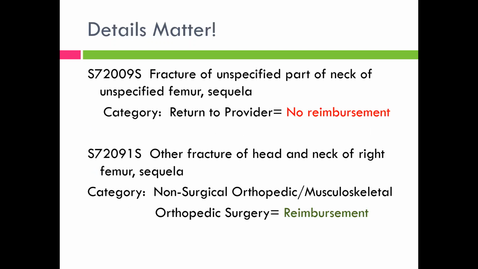Consider this: coding of a femur neck fracture without mention of a specified part of the femur neck or the specific side of the body will result in a return to provider scenario and does not provide any reimbursement to the facility. Now consider this: coding a fracture of the head and neck of the right femur places your client in a non-surgical orthopedic, musculoskeletal orthopedic surgery category, and this does provide the facility with reimbursement.